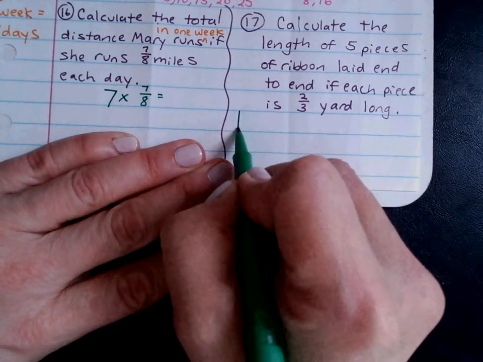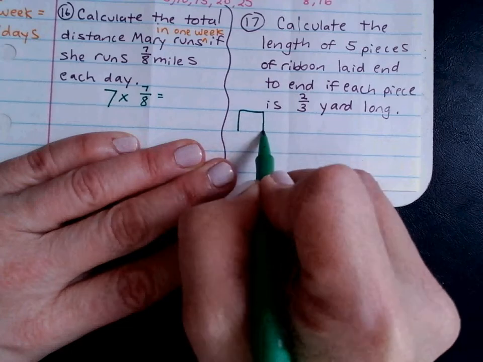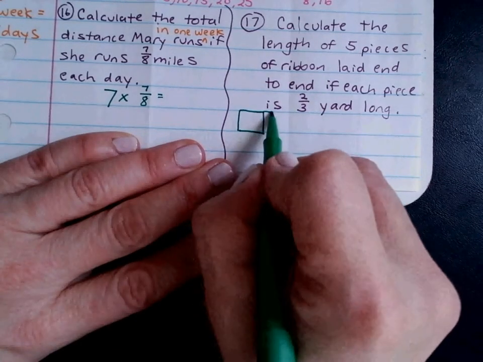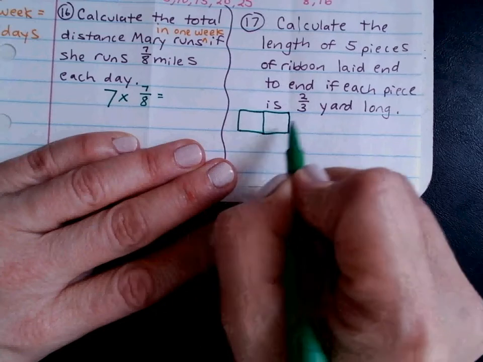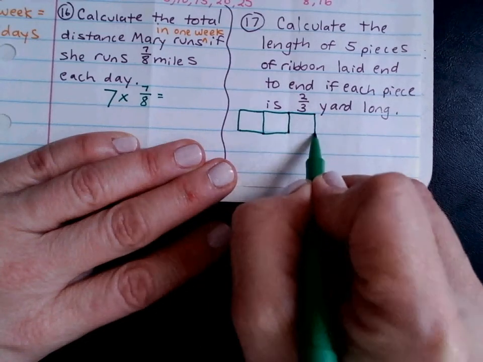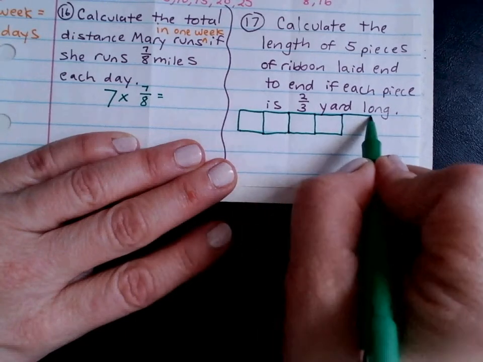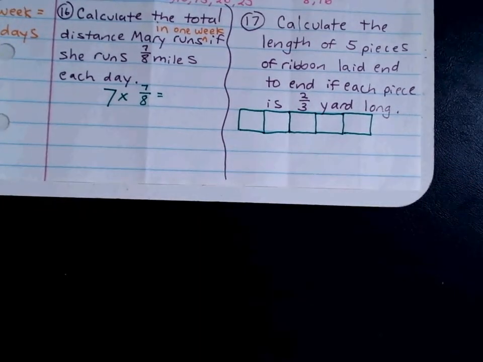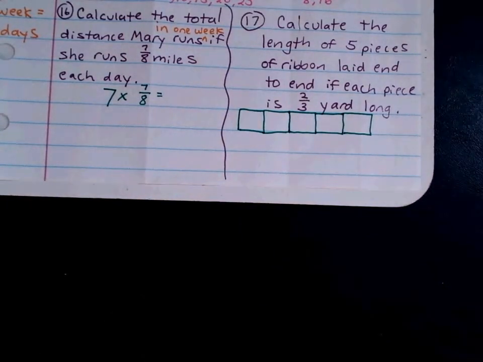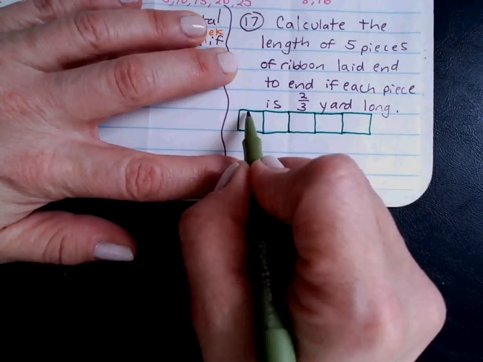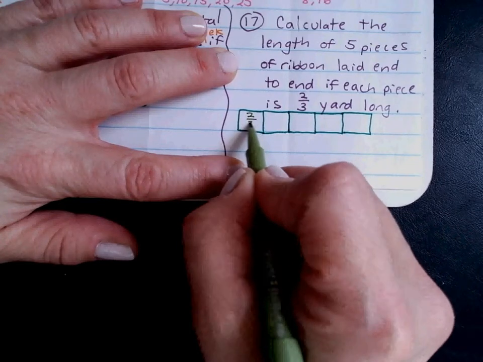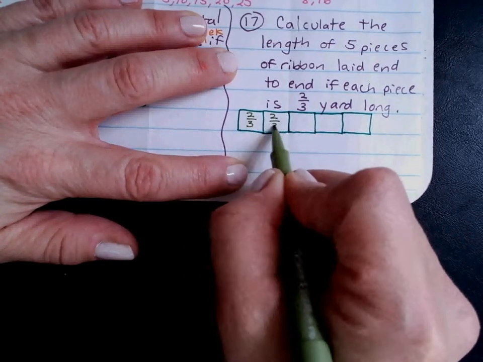So I'm going to draw a model for this. It's because I have 5 pieces, 2 pieces, 3 pieces, 4 pieces, 5 pieces. So each of these pieces, boy, I'm going to have to shut my windows when this is done. Each of these pieces is 2/3 of a yard long.